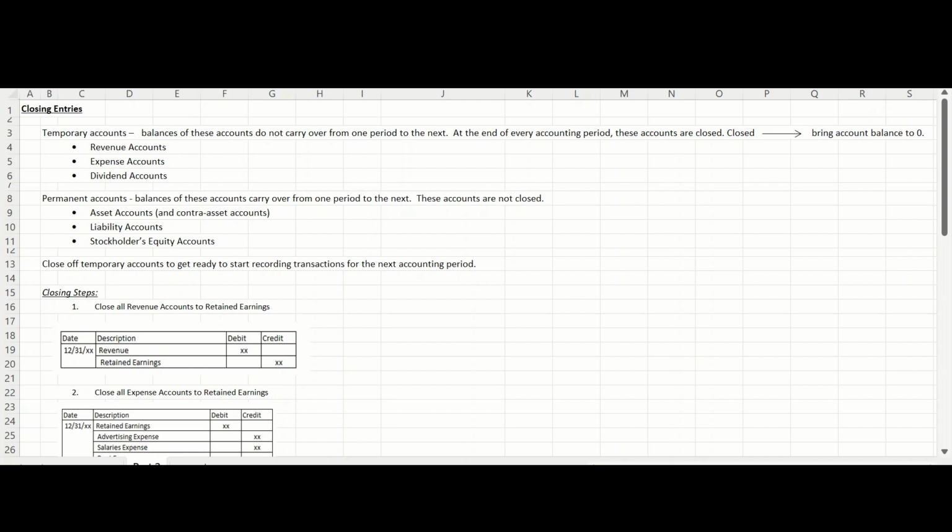So to close the temporary accounts, revenue, expenses, and dividends, we need to follow 3 steps. The first step is to close all revenue accounts to retained earnings. We will need to consider the dealer mnemonic, or the accounting rules describing the normal balance of the revenue account, because we'll want the amount of the revenue account to go into retained earnings at the normal balance. Meaning revenue is increased by credits, therefore the amount of revenue hits retained earnings as a credit.